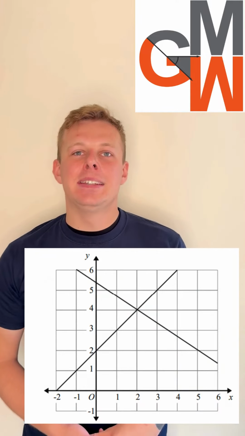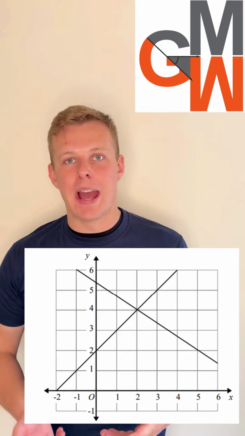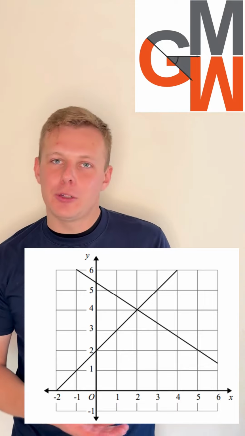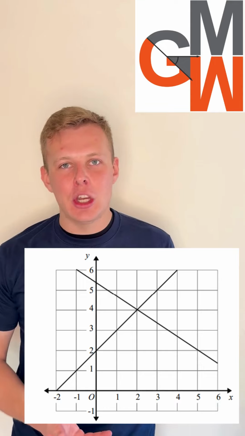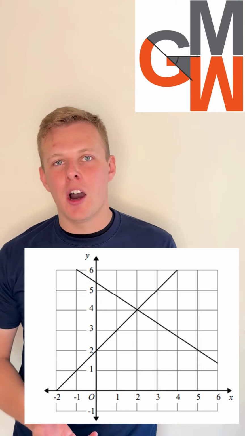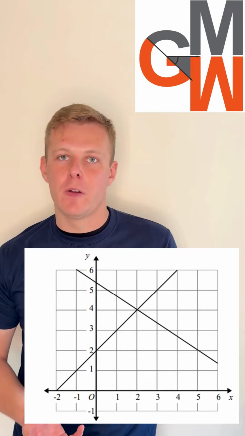It's fairly easy to see the intersection of two lines when we have a graph. For example, this one here, we have x is 2 and y is 4 because that's where our two lines meet at the coordinates 2, 4.